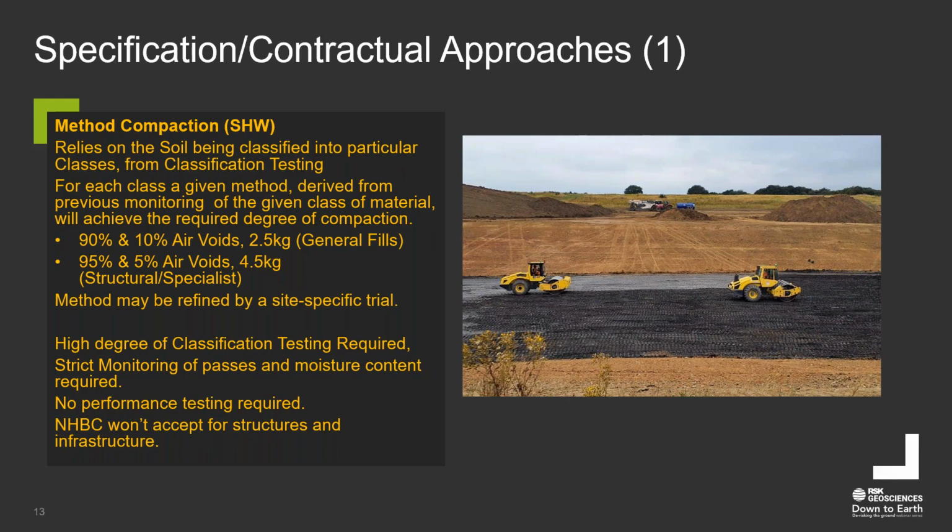However, you can refine the methods in the Specification for Highway Works by undertaking a site-specific trial and doing a comprehensive series of tests on that trial pad to make sure you're achieving the standard with an appropriate method. Obviously, a high degree of classification testing is required with this approach. Strict monitoring of passes and moisture content is required to make sure the method is being delivered. But there's no formal performance or end product testing to demonstrate that you've actually achieved the required standard. You're trusting solely in the method.